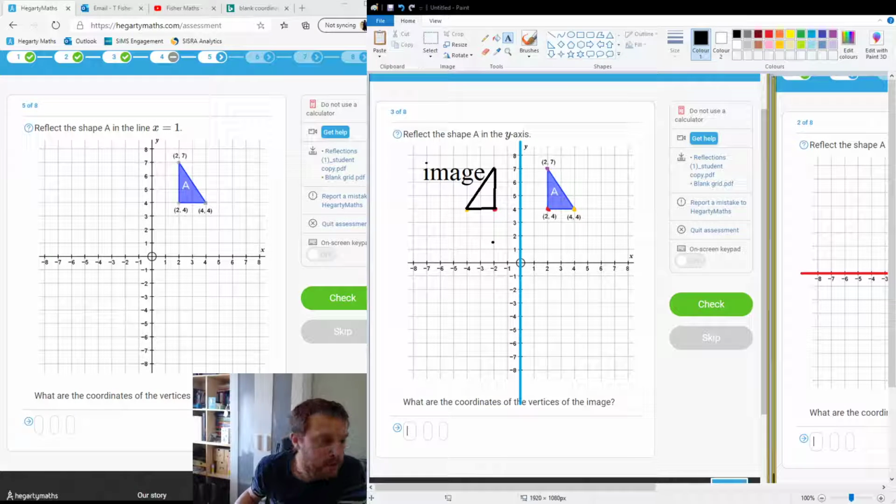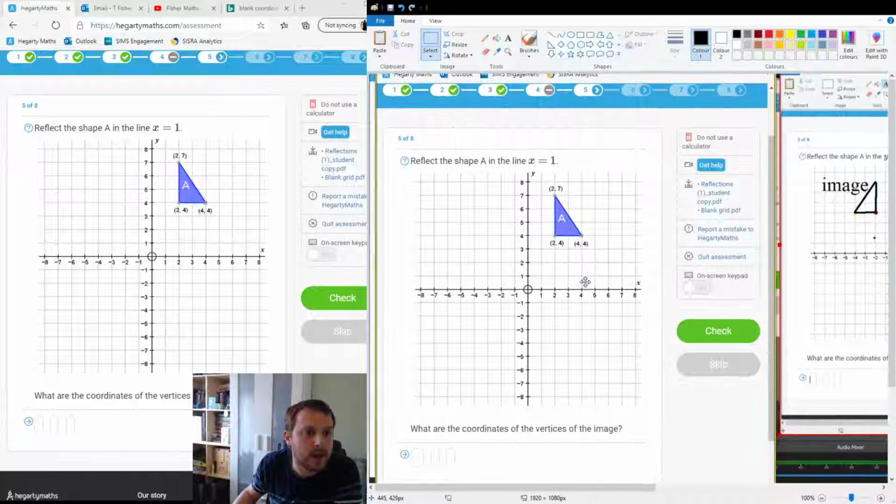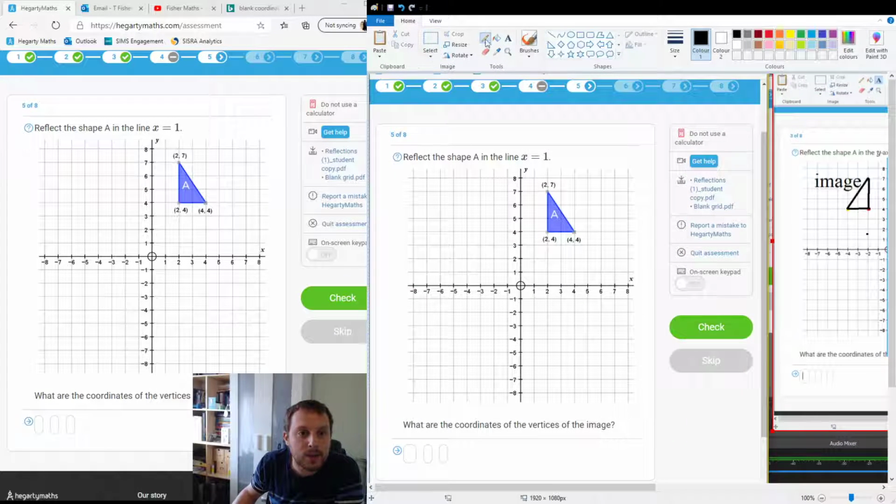Right, video number 3. Print screen into here. The line x equals 1. So the very first thing we need to do is draw that line.